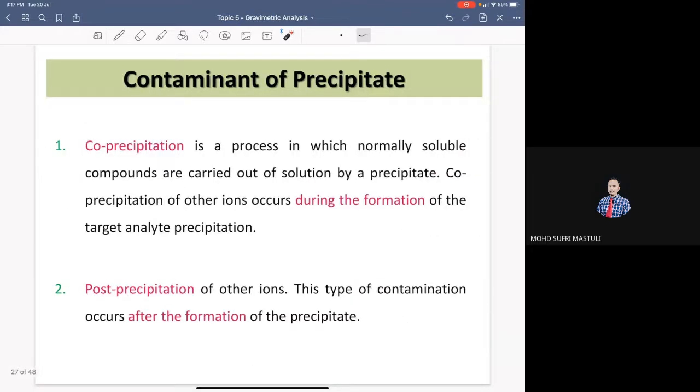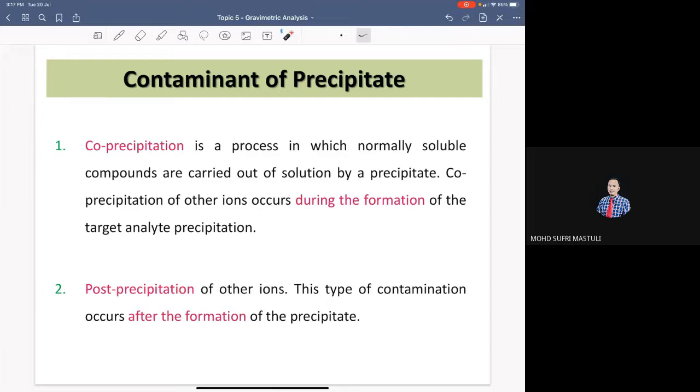All right. So now we focus on the contaminant of precipitate. Co-precipitation is a process in which normally soluble compounds are carried out of solution by precipitate. Co-precipitation of other ions occurs during the formation of the targeted analyte precipitate. So meaning that while we precipitate the analyte, it can also precipitate another ion.